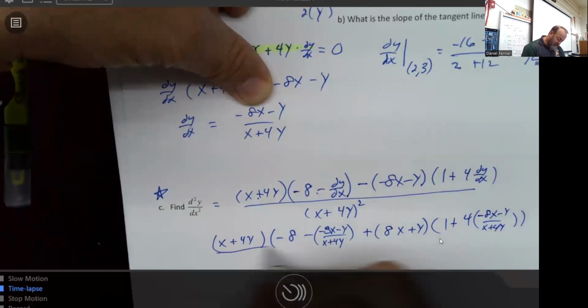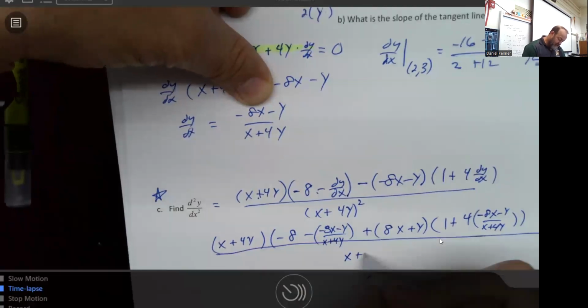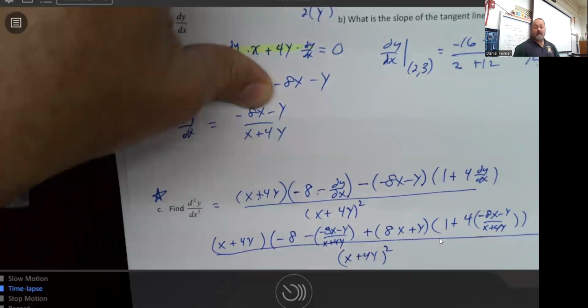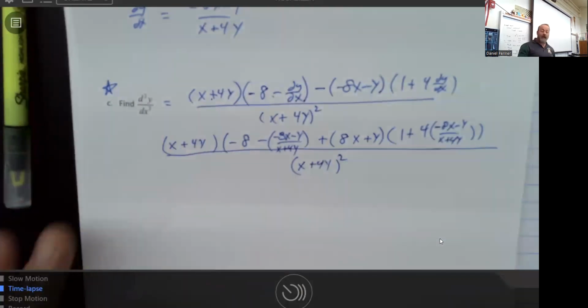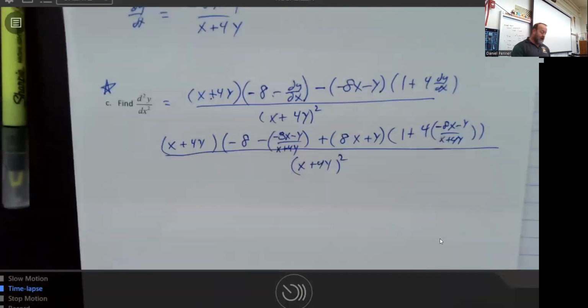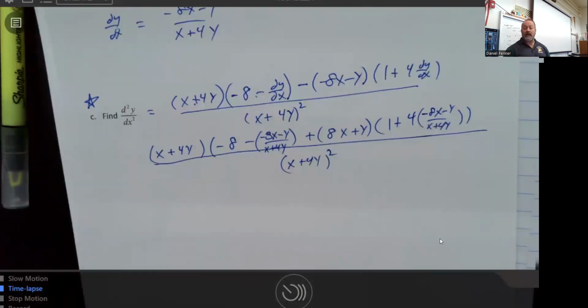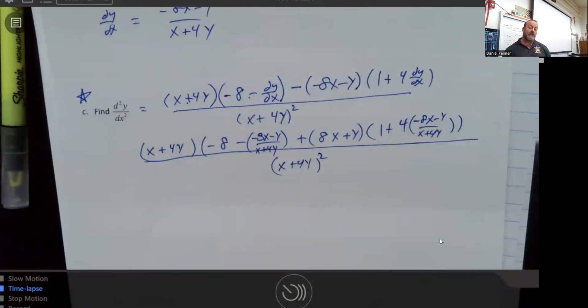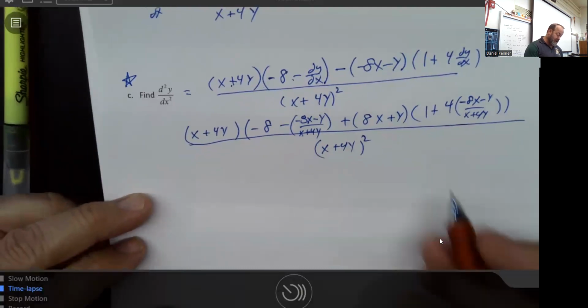And then all of this is over (x + 4y) squared. Now that's great, that's perfectly fine. However, that's really kind of frowned upon in math, to leave this problem where you have fractions buried inside of fractions like that. And so what you have been trained to do over the years is do what we call a fraction buster, which is to multiply the top and bottom by x + 4y.